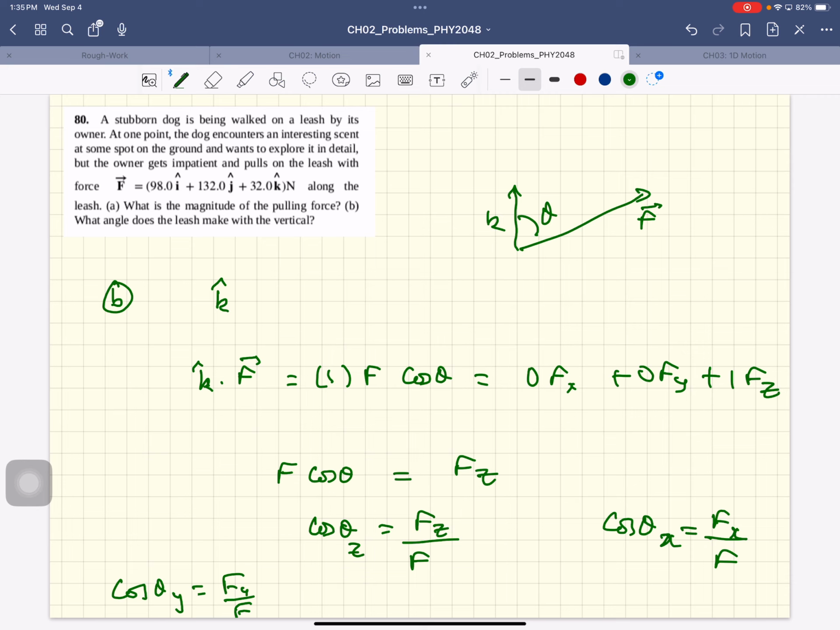Okay, so now you've learned a formula to find the angle any vector makes with any axis. So if you wanted to find the angle that a vector makes with the x-axis, you just take the x component divided by the magnitude. So the problem was useful for that. All right, so this is fz is 32 and the magnitude is the square root of 98 squared plus 1.